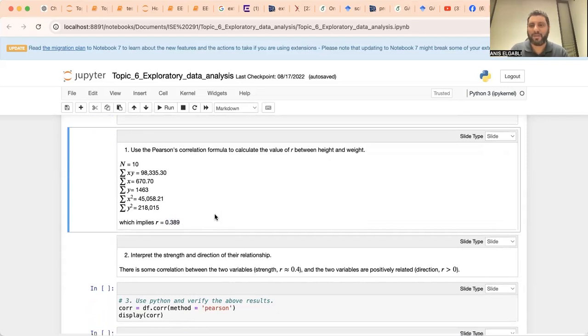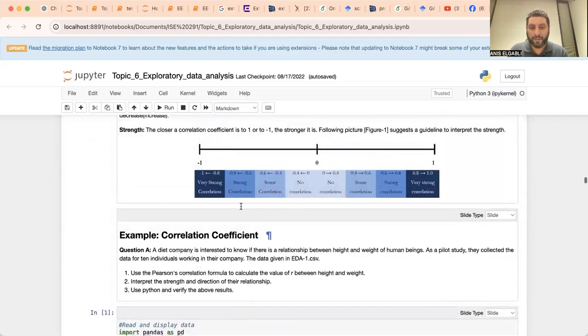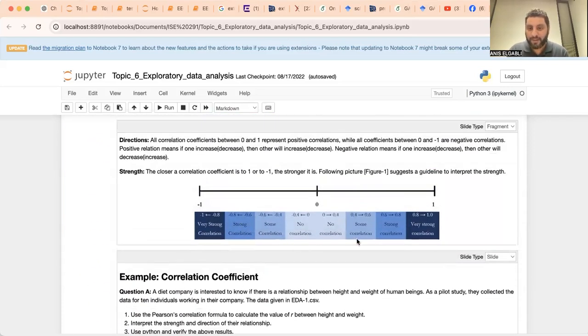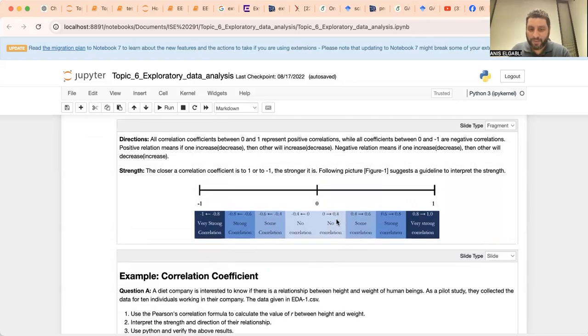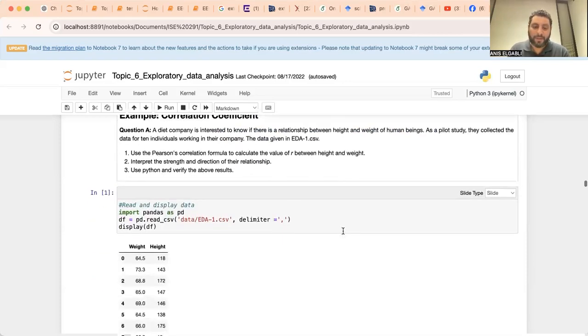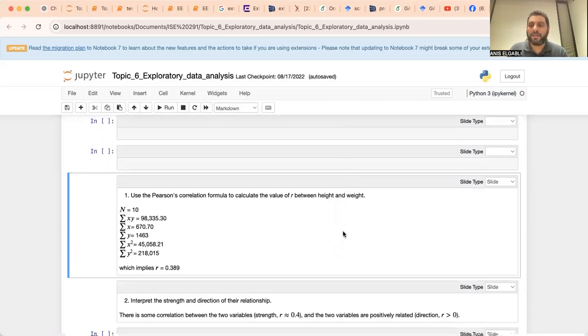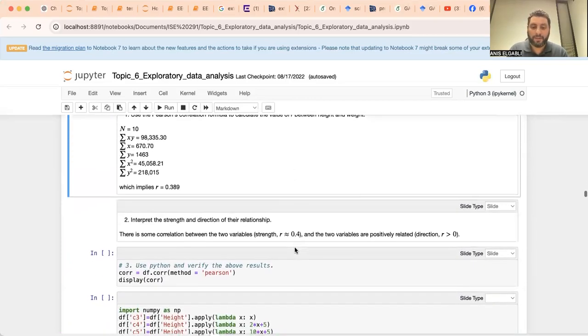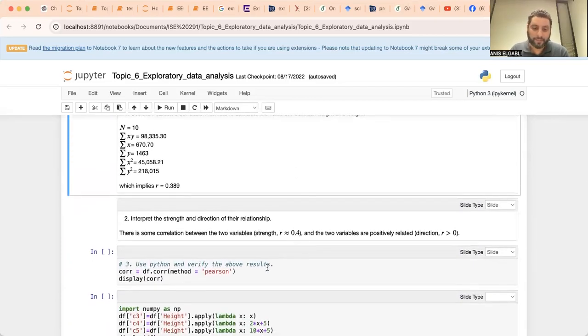So there is a very weak correlation here, at the edge, almost 0.4. It's between very weak and weak correlation, I would say. The weight doesn't tell much about the height, I would say, and the other way around.